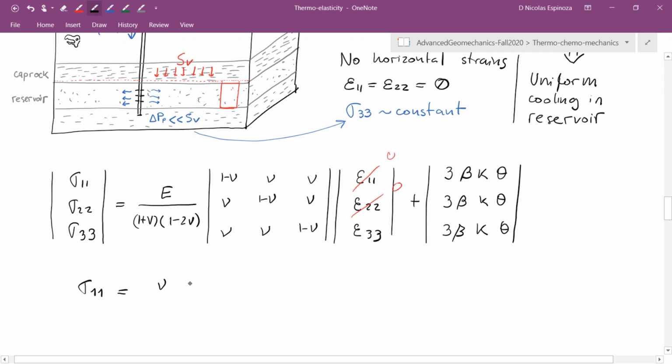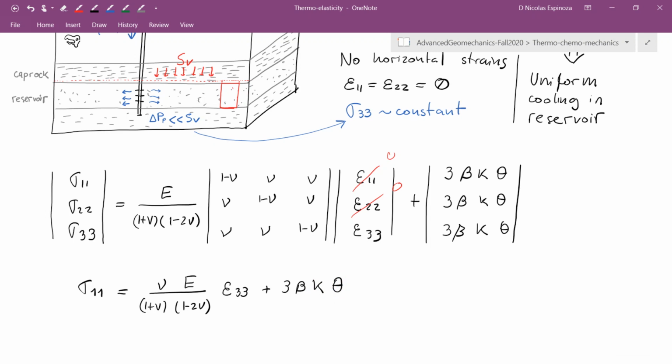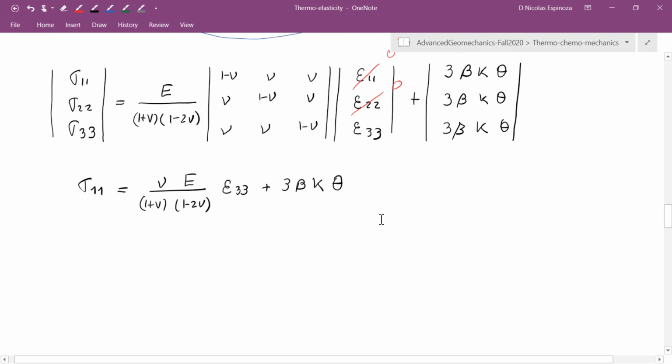So this is going to be the first row times the column vector, and this is times epsilon 33 plus 3 beta K theta. All right. Next step, we're going also to find an equation for sigma 33, and the idea is just not to use here epsilon 33, but rather to use sigma 33. This is a similar step to what we did in poroelasticity.